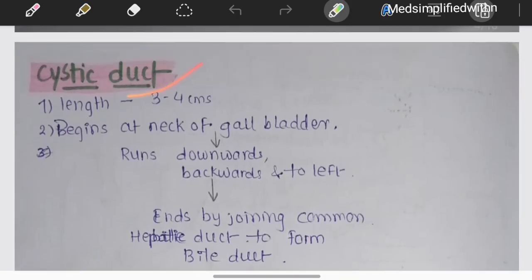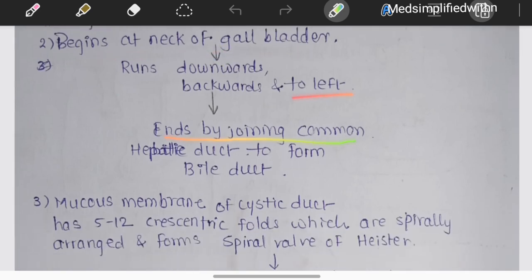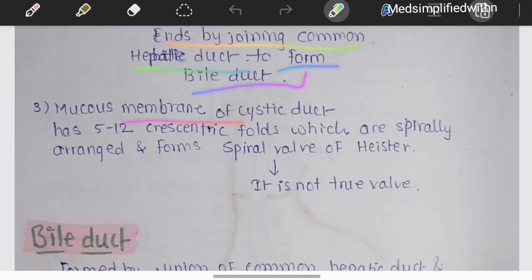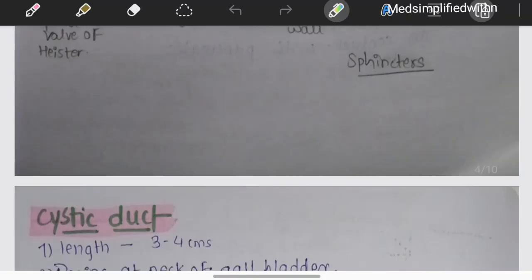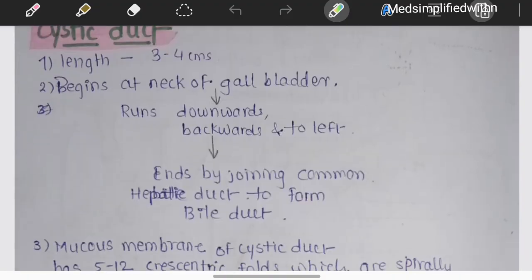Next we will see the cystic duct. Length is 3 to 4 cm and it begins at the neck of the gallbladder, then runs downwards and backwards to the left side. It ends by joining the common hepatic duct to form the bile duct. The mucous membrane of the cystic duct has 5 to 12 concentric folds which are spirally arranged and form the spiral valve of Heister. It is not a true valve. This is the 10 to 12 spirally folded valves of Heister. It is not a true valve.